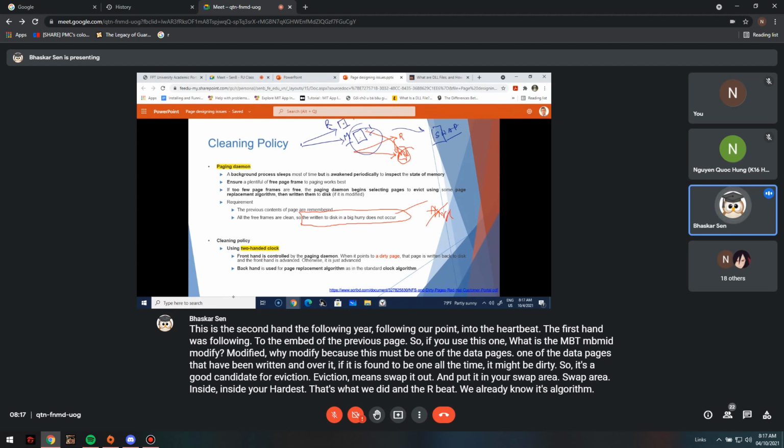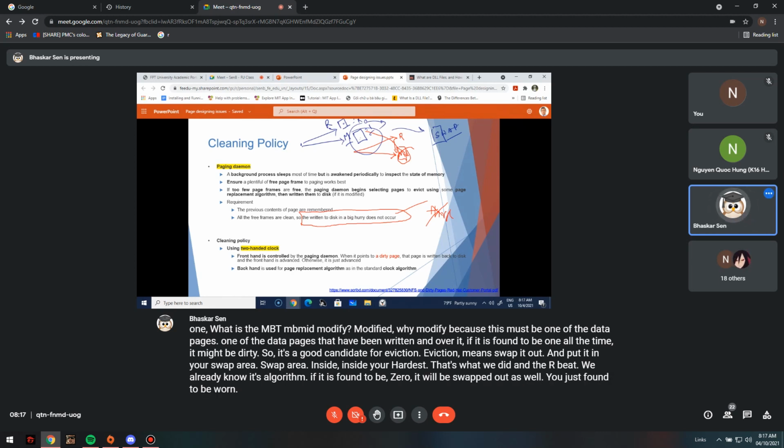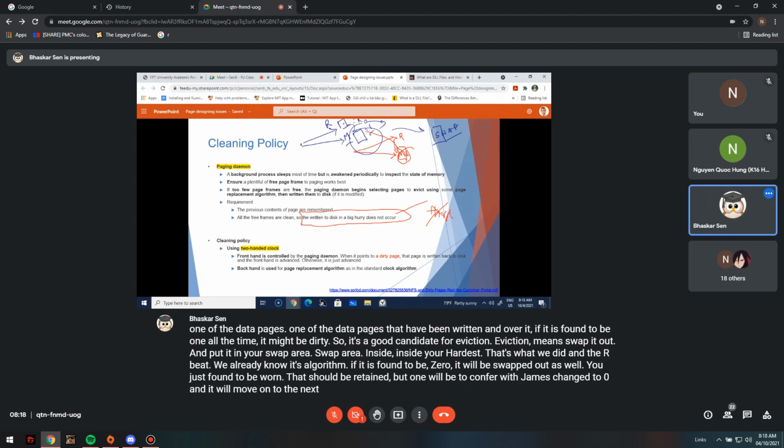If it is found to be 0, it will be swapped out as well. If it is found to be 1, then it will be retained, but the 1 will be changed to 0, and it will move on to the next page. Okay, so that is how it works.